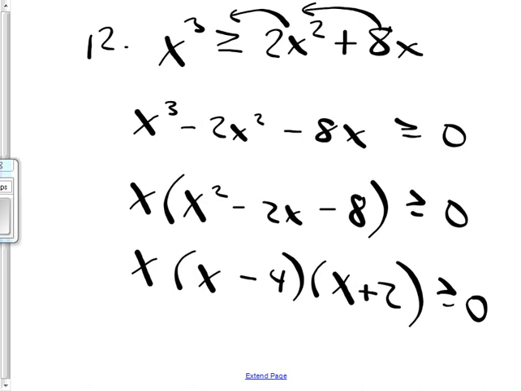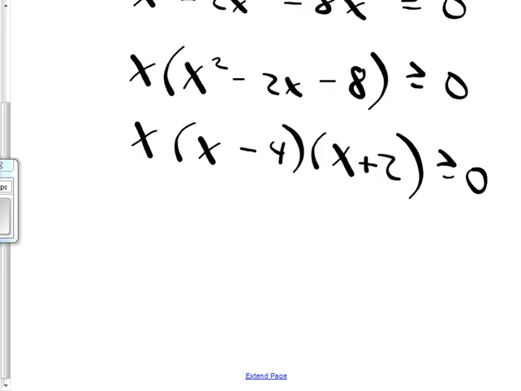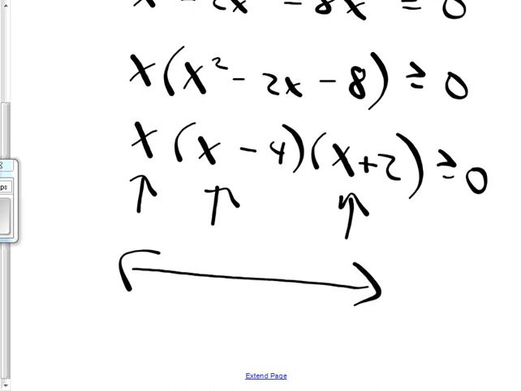Now what? Now you make the number line. Find your important points. Figure out if any of those points would crash it. None of them would crash it, so none of them are undefined. Your important points are 0, 4, and -2. And I'm going to put those all on a number line, and I'm going to test the regions around it. Wait, -2 is down here. And 0 and 4.